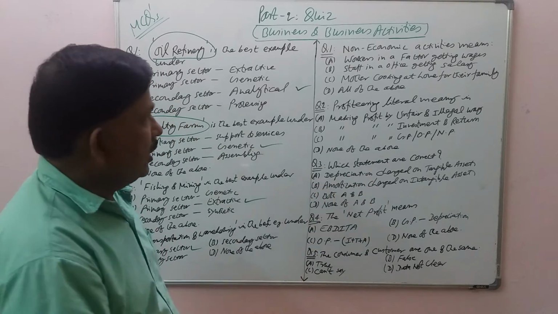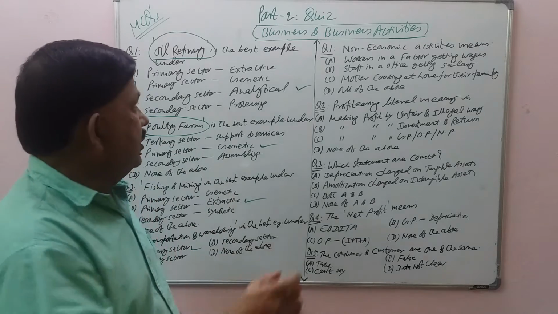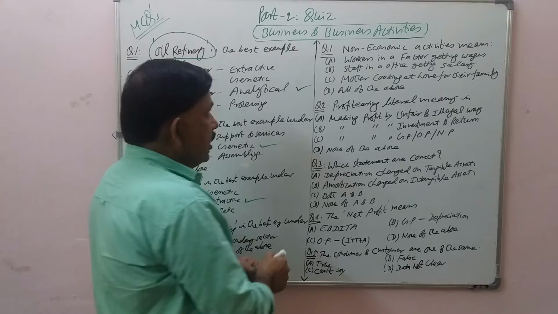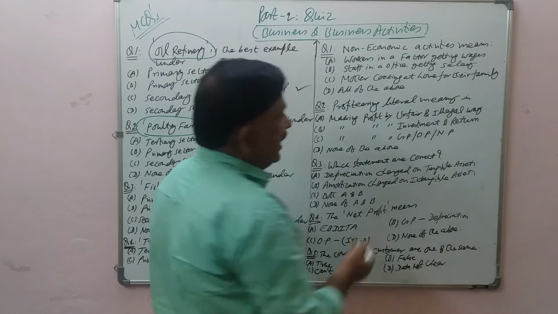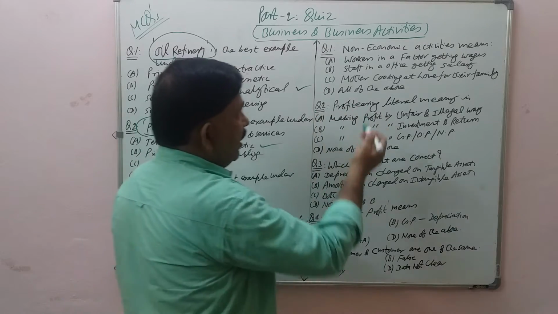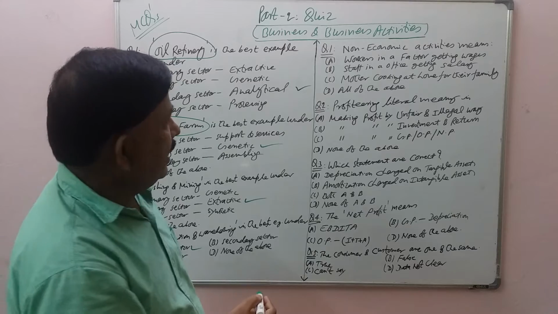The very first question: non-economic activities. There are 2 types of activities under business activity: economic activities and non-economic activities. The examples are workers in a factory getting wages. What do you think? Is it economic or non-economic? The staff in an office getting salary. Mother cooking at home for their family, and all of the above.